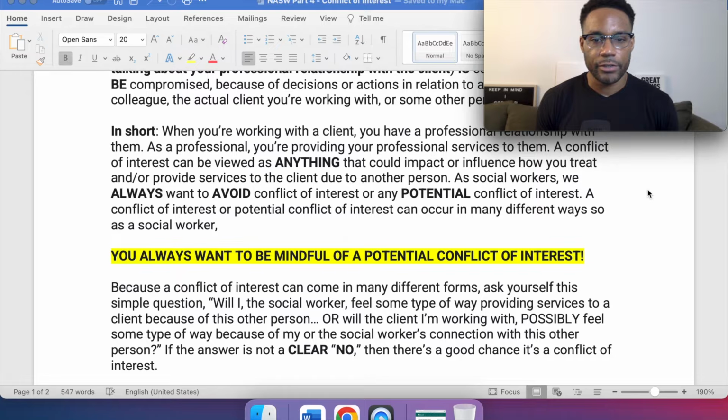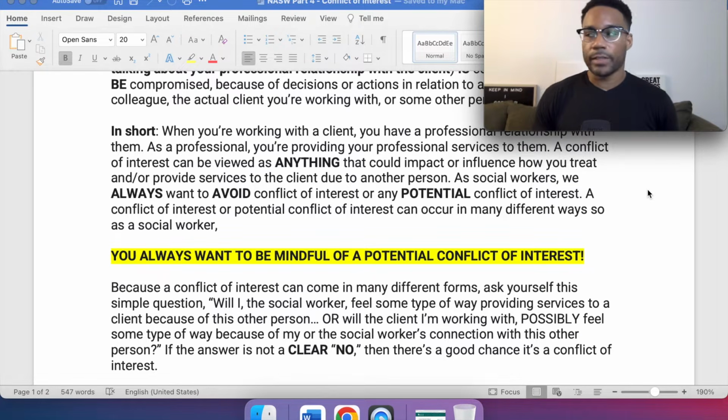Because a conflict of interest can come in many different forms, ask yourself this simple question: will I, the social worker, feel some type of way providing services to a client because of this other person? Or will the client I'm working with possibly feel some type of way because of my, or the social worker's, connection with this other person? If the answer is not a clear no, then there's a good chance it's a conflict of interest.